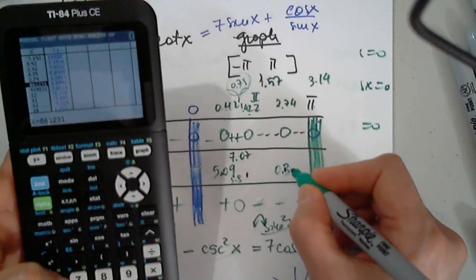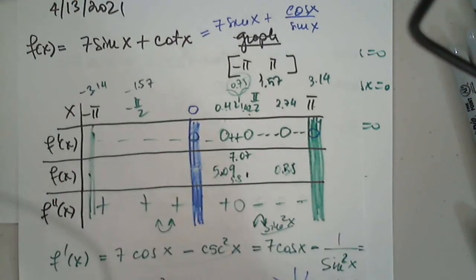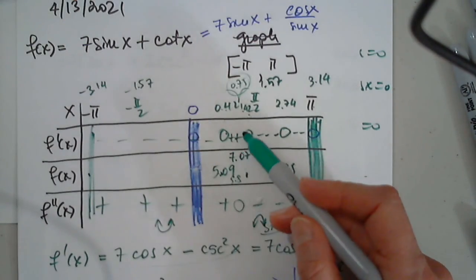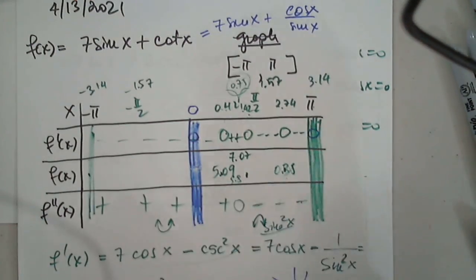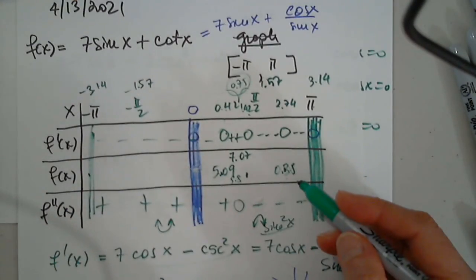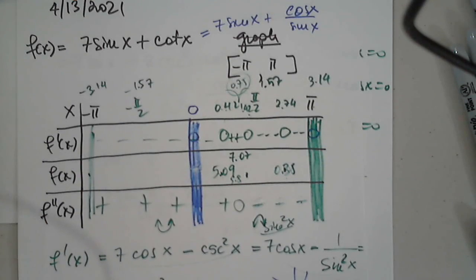Okay, so I feel better because the numbers I get are increasing from 5.09, 5.7, 5.8 to 7.07 here, and then after that decreasing to 0.38. Yes, 0.38. So I feel pretty comfortable with the numbers I got.